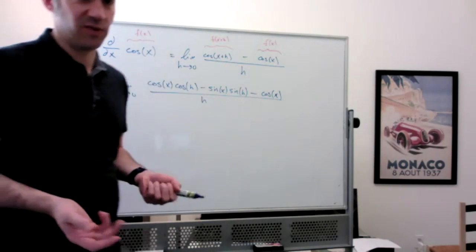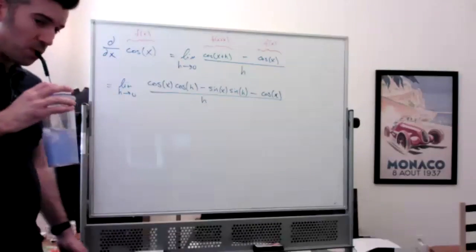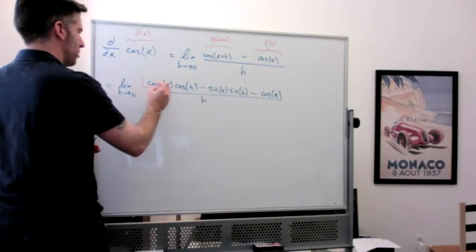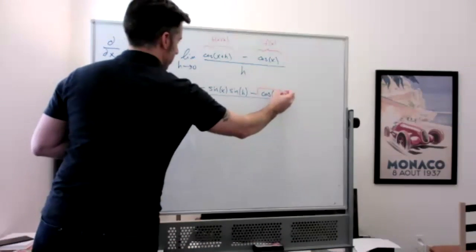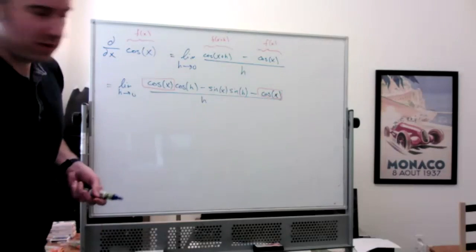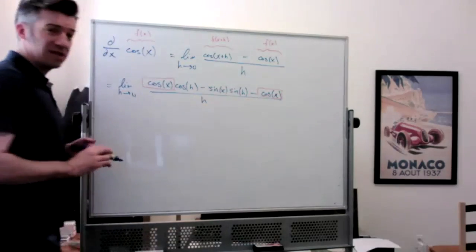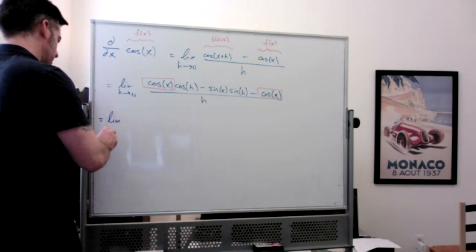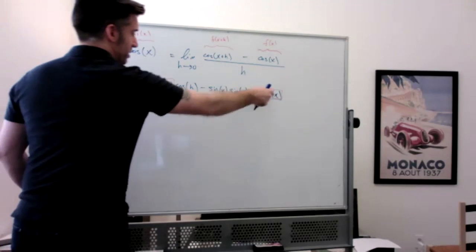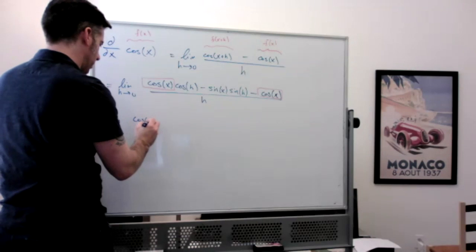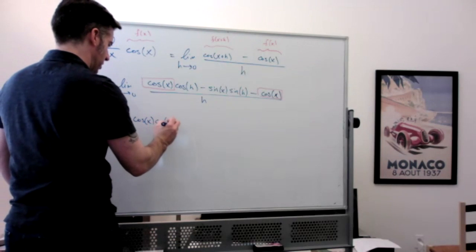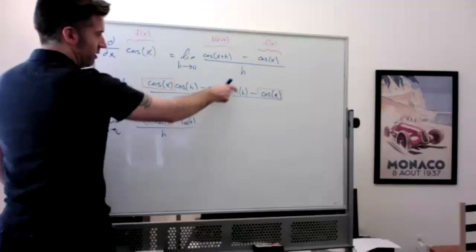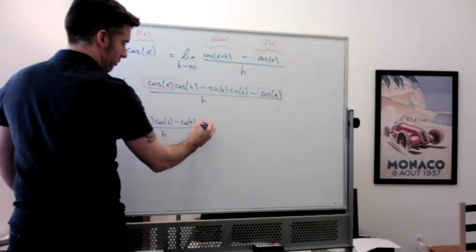Now we're thinking, well, great, what do we do with that? Well, I do see that I have a cosine of X here and a cosine of X here. So I'm going to put these two parts together. I'm going to make this into two different fractions. I'm going to write this as the limit as H goes to 0 of this minus this all over H. So cosine of X times cosine of H minus cosine of X all over H, and then this part here, the sine X sine H all over H.